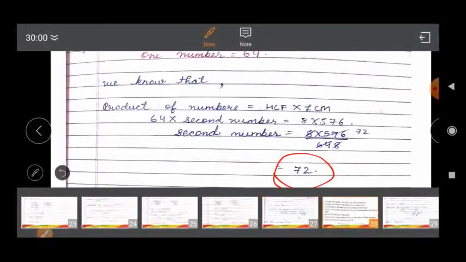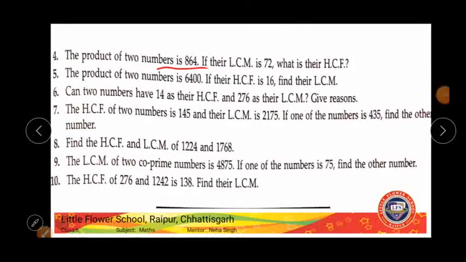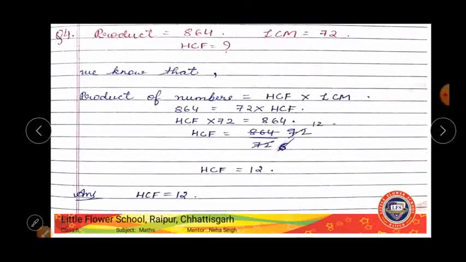Okay, so now moving on to the next question. Product of two numbers is 864, LCM is given, find the HCF. Again, all these questions are to be solved using that relation, product of two numbers equals HCF into LCM, right? Now product of two numbers is given, LCM is given, we can find the HCF. How? By dividing product by LCM, right?